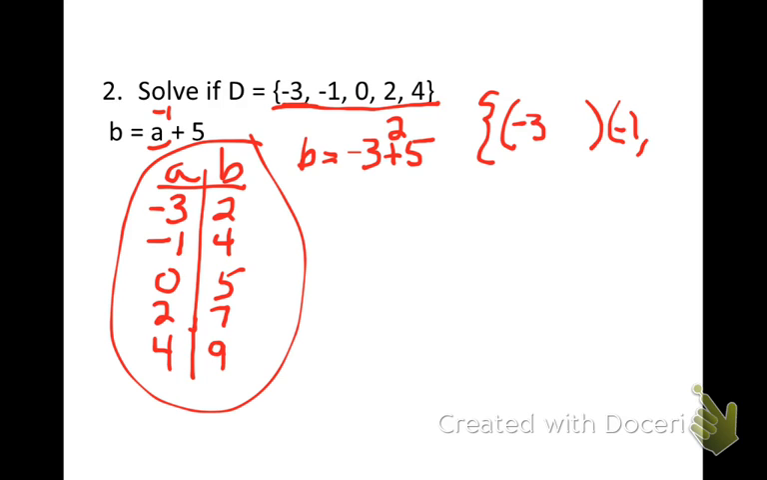So this is how your answer can look, or if you want to write it like this, it would be a set of ordered pairs. You'd have to write all of them down and then close your set. So if you make a table, I think that'll probably be a little easier for you.